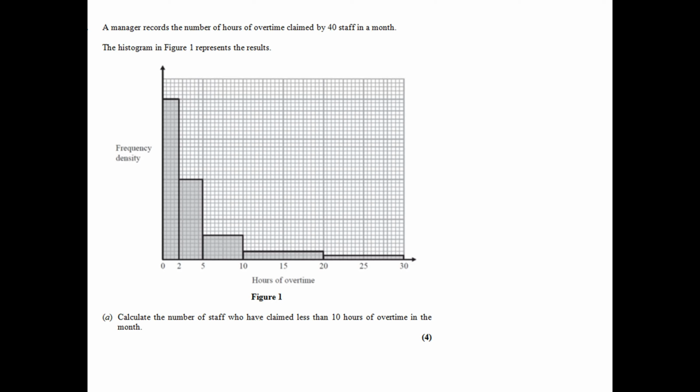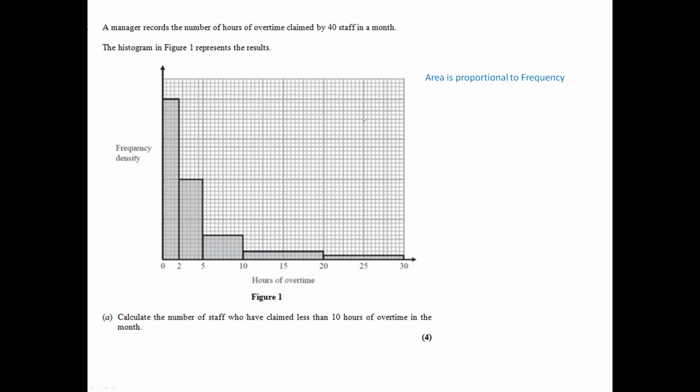We are presented with a histogram which shows us the number of hours overtime claimed by 40 staff in a month. The important thing to remember about a histogram is that the area is proportional to the frequency. The problem with the question is we're not told any of the individual frequencies. We don't know how many staff claimed between 0 and 2 hours of overtime. But what we do know is that there were 40 staff in total.